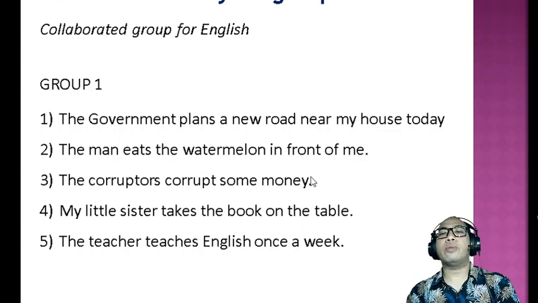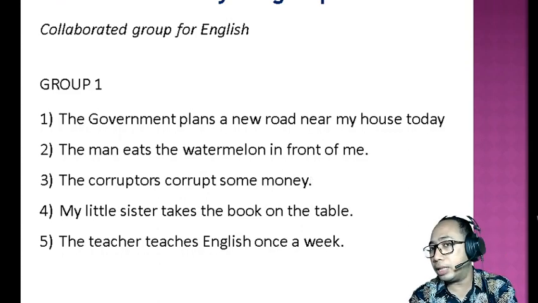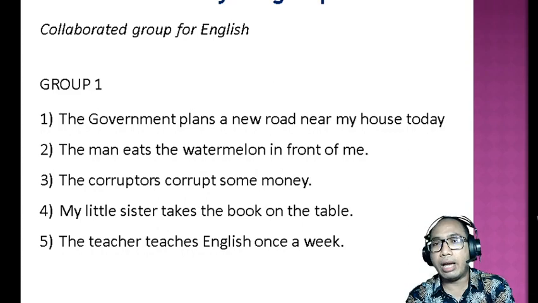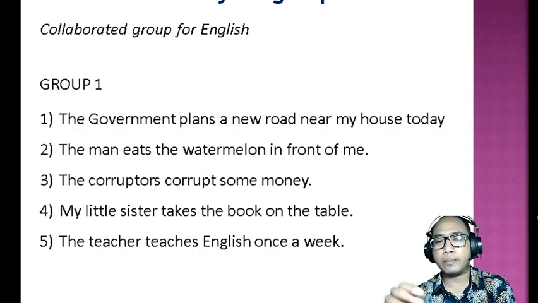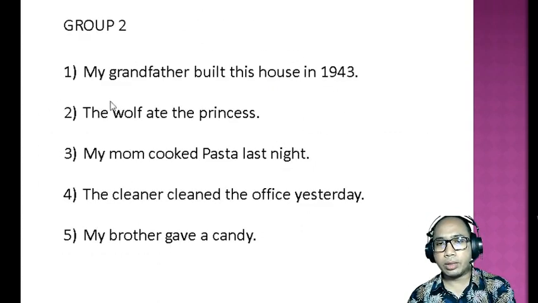Okay guys, it's time for you to collaborate with your friends and discuss. I have divided the class into 5 groups. What is your job? Your job is to discuss how to change these active sentences, 5 sentences for every group, into passive sentences. This is for group 1. Just discuss with your friends in your WhatsApp group how to change this into passive. And this is for group 2. Try to change into passive too.